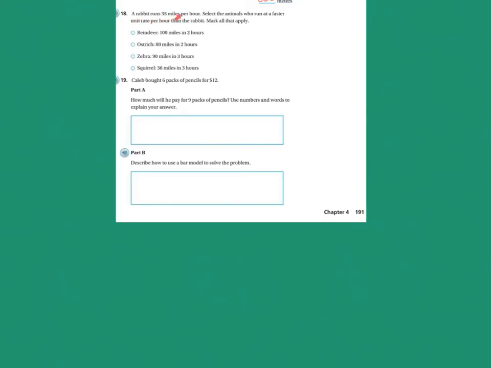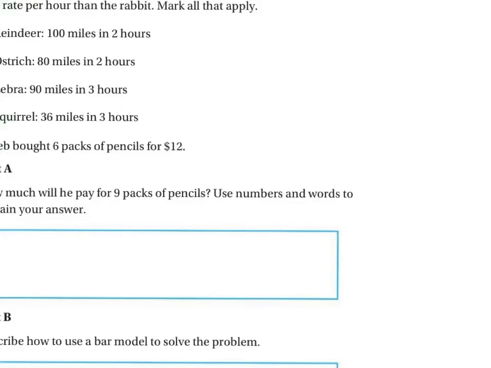A rabbit runs 35 miles per hour. Select the animal who runs at a faster unit rate per hour than the rabbit. Mark all that apply. So you really do need to find out how much it is in 1 hour to make sure that you can compare it. So the reindeer runs 100 miles in 2 hours. So that's 100 to 2, but I want to get it down to 1. So I take 100 and divide it by 2, and I get 50 over 1. So 50 over 1 is definitely higher than 35 over 1. So this first one works.